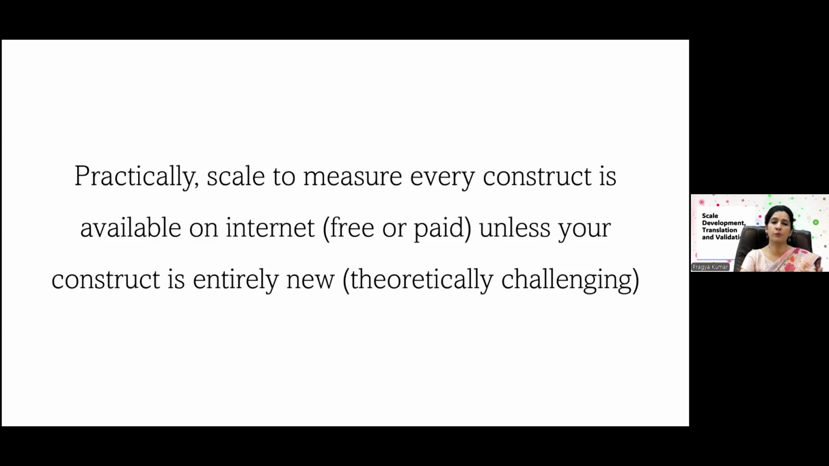But if you require developing a new scale, it is a tedious task. Most of the time it is a PhD topic, which requires 2 to 3 years of time. And it is theoretically challenging because it needs the effort of a lot of experts and people. So you can also develop your own scale, but it is a resource intensive and time consuming process. You cannot develop a scale in 1 month or even in 6 months. It takes more than a year, sometimes 2 years to develop a scale.